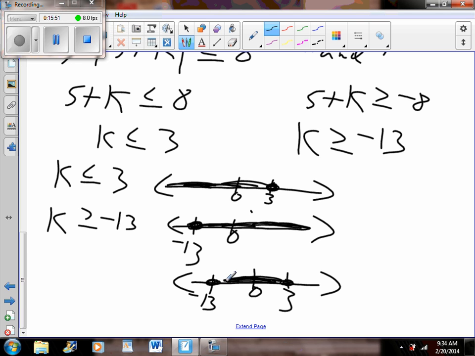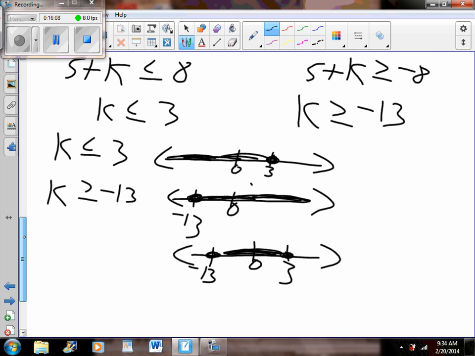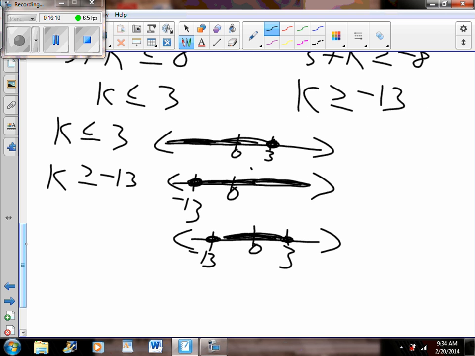Some of you did a really good job. Some of you, and I think Brad did this, gave your answer in interval notation and then set notation. There are 2 ways to write your answer. You could use these brackets here: negative 13, close brackets, which means either endpoint is also part of the solution set.